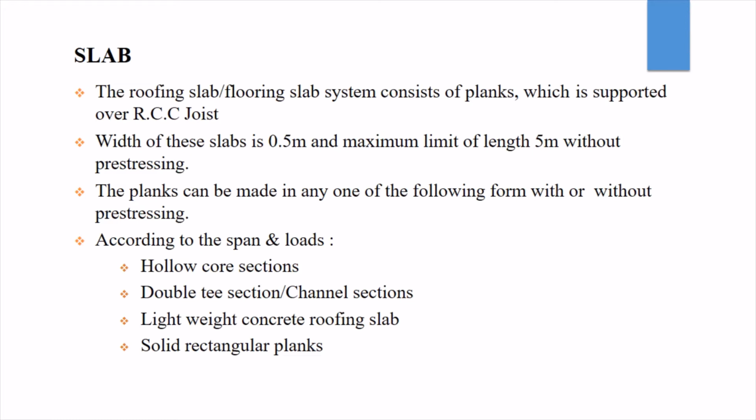And then the planks can be made in any one of the following forms, with or without pre-stressing. So we can go according to the pre-stressing technique or also without pre-stressing. Okay, so here we are seeing some of the sections: hollow core section, double T section or channel section, lightweight concrete roofing slab and solid rectangular plank.